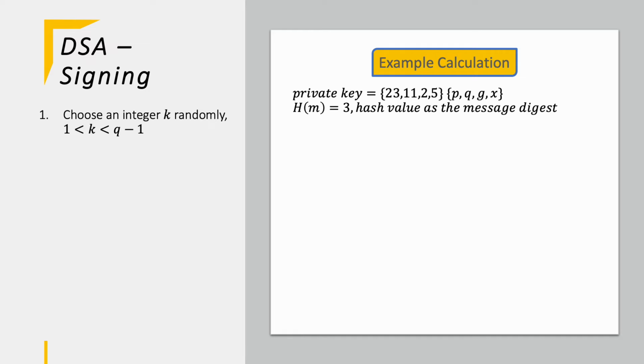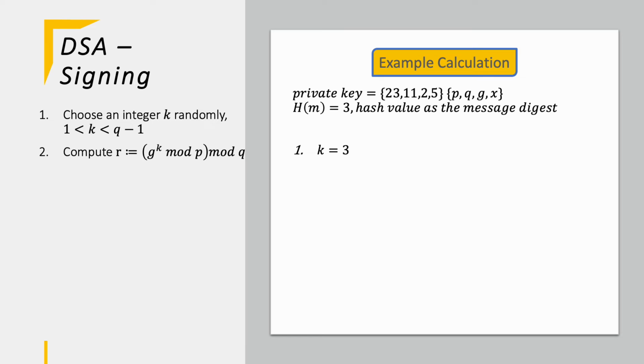I have just put up the numbers we need for this calculation on top of the right side. So you don't have to look up the numbers or try to remember the numbers we had before. So, okay, for signing it, our first step is to choose again an integer small k randomly, whereas k needs to be bigger than 1 but smaller than q minus 1, as q is 11, so it must be between 2 and 9. So we pick k as 3.